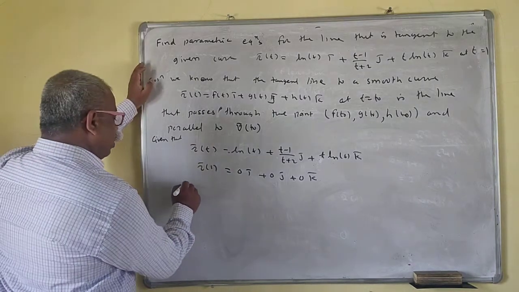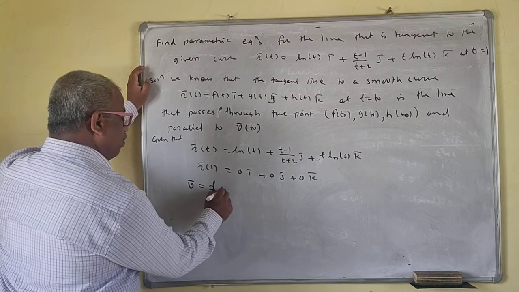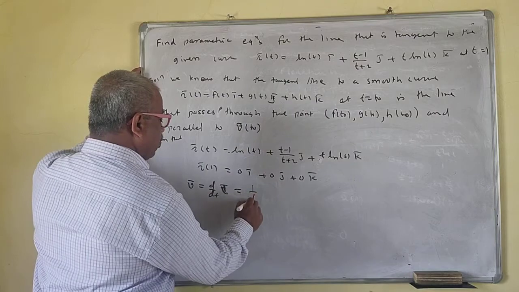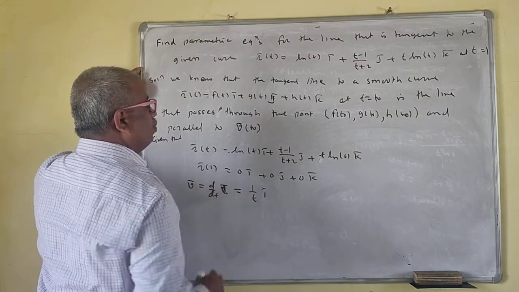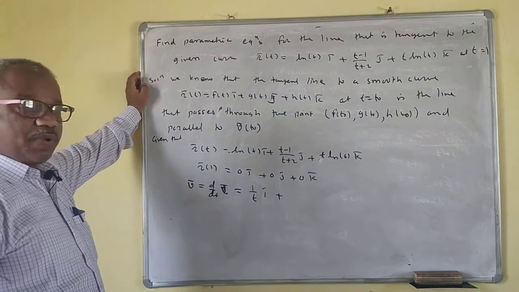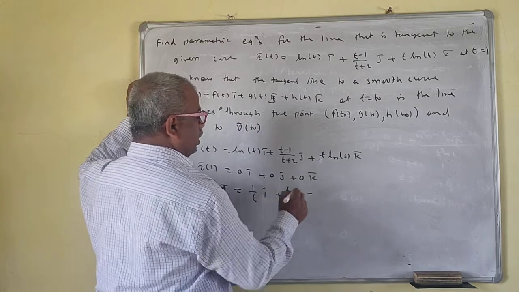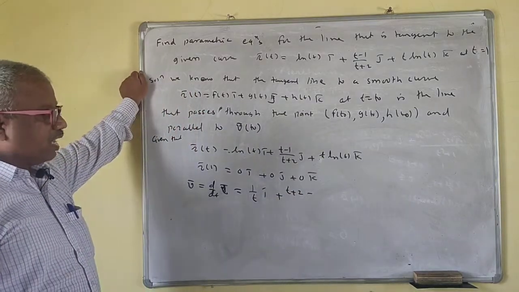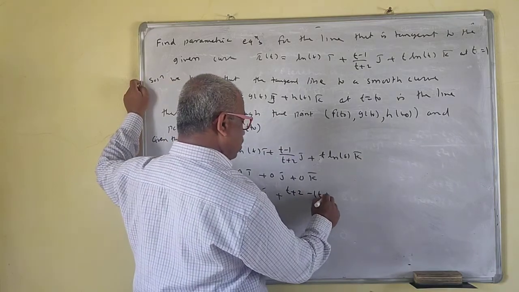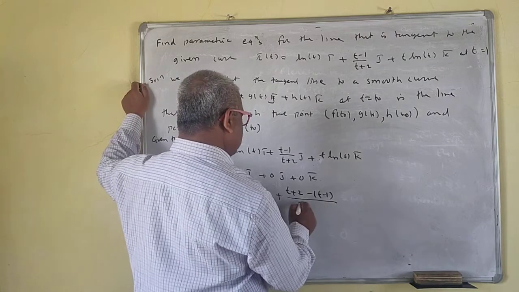Okay. So we'll find v bar now. So v bar is equal to d by dt of r bar. This is what? 1 upon t i bar. Plus, you have to differentiate this by u by v rule. Okay. So (t plus 2) minus (t plus 2) into derivative of t minus 1, minus (t minus 1) into derivative of t plus 2, upon, don't simplify this.